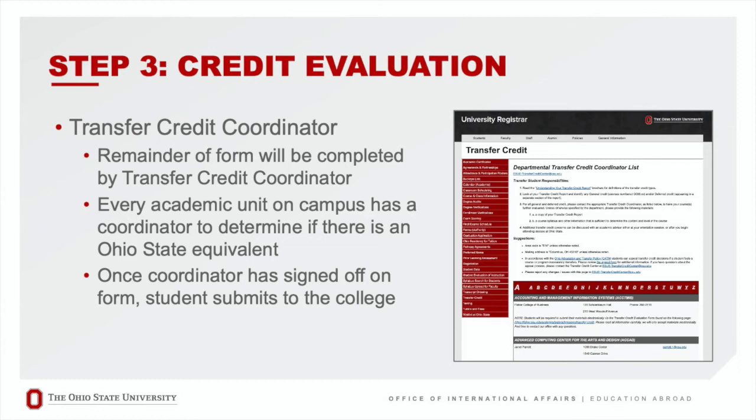We link to the registrar's roster of coordinators from our website. The transfer credit coordinator will review the course materials that you provide and will make a determination. Once this individual has signed off on the form, they or you will need to submit it to the college. The vast majority of forms will go to Tony Valle in the College of Arts and Sciences, but if you are unsure, please check with your OIA Education Abroad contact.